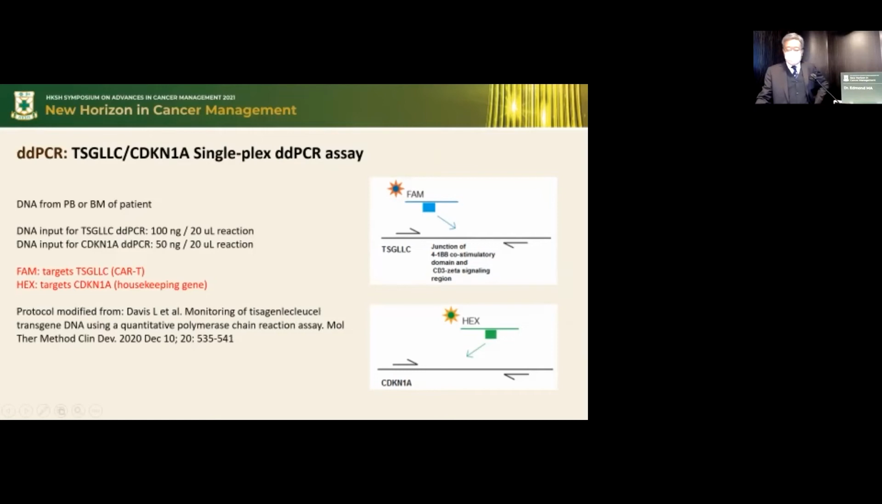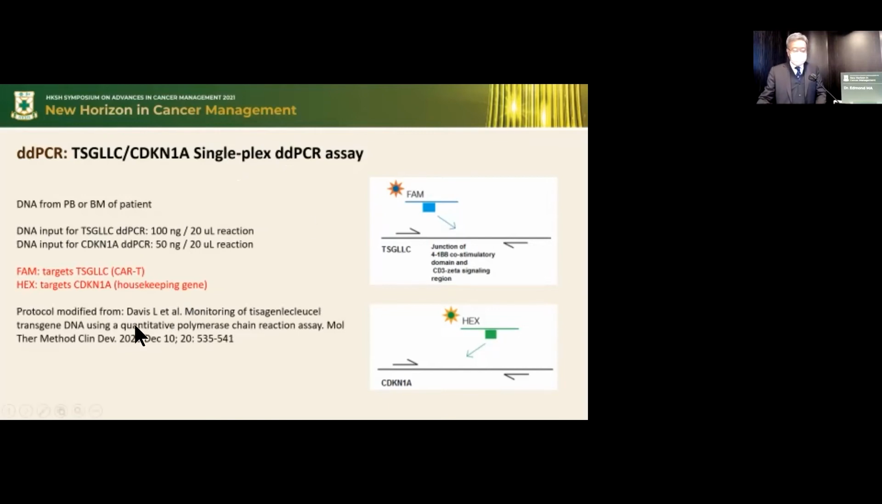Okay, we also target another gene region, which is a housekeeping gene, the CDKN1A, okay, and then targeted by a probe labeled with another fluorophore, the HEX, okay, so as an internal control for normalization of the copy number. So we do this in separate droplets in different wells, so in a single plex fashion.